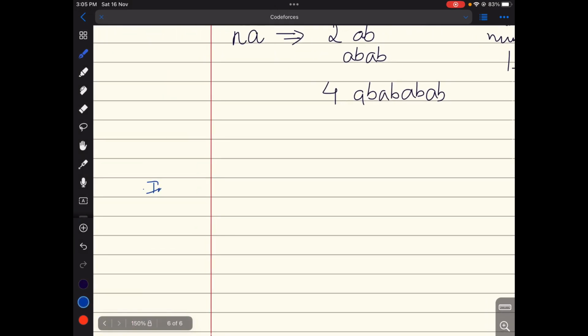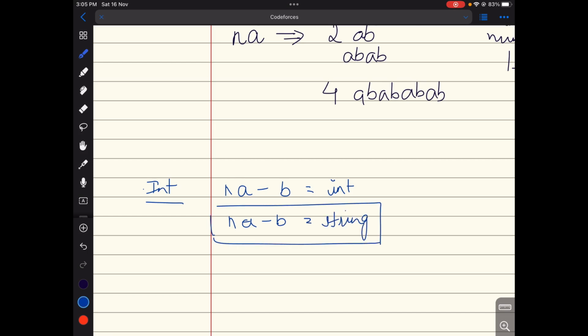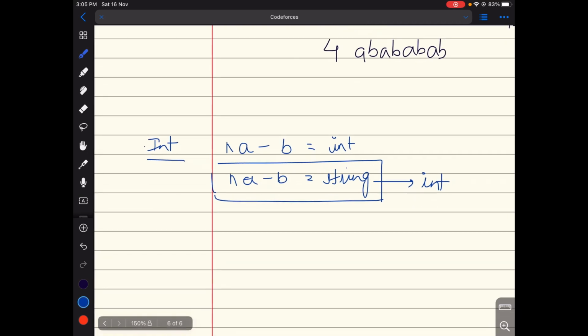There are a few intuitions we can get. Since we have two values, there's one function, n a minus b, which is an integer, and n a minus b, that is a string. We need to work on the string because converting strings to integers is a bit easier compared to integers to strings. This is our first intuition.